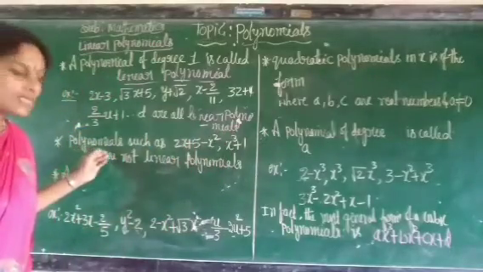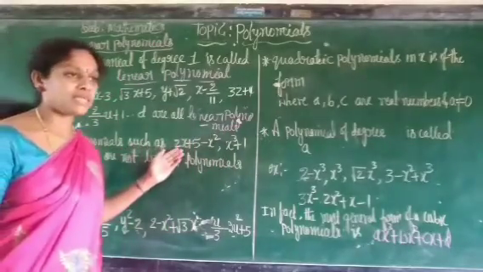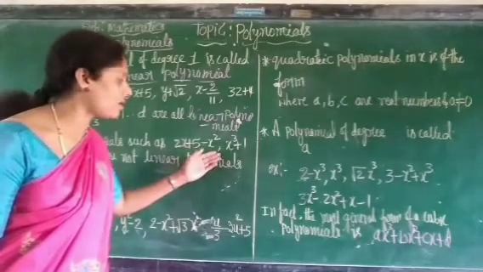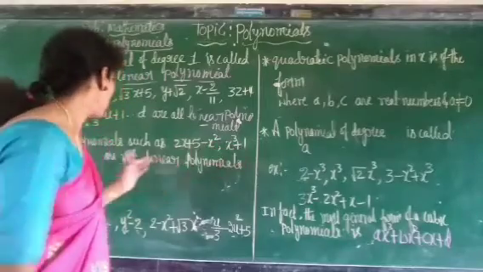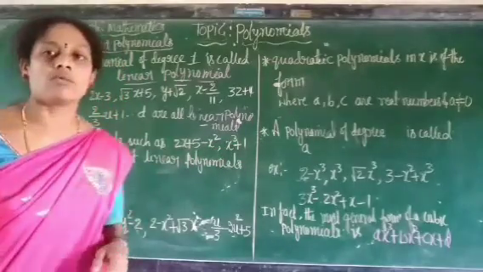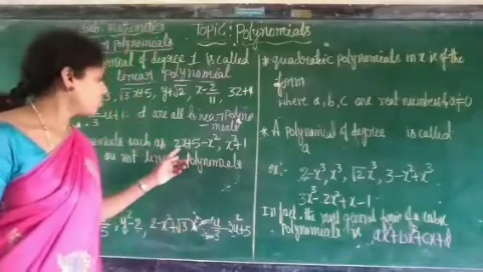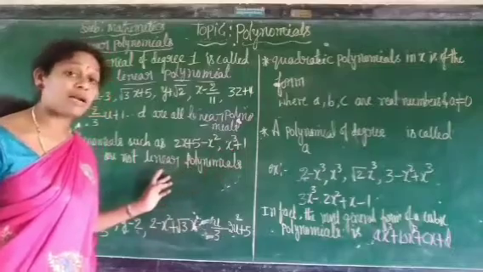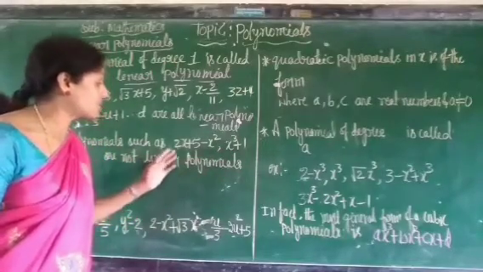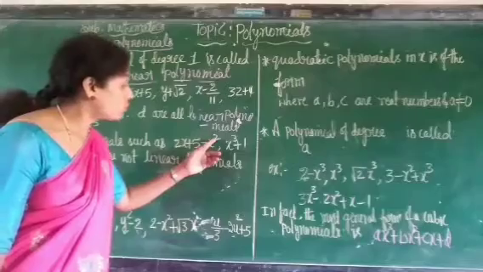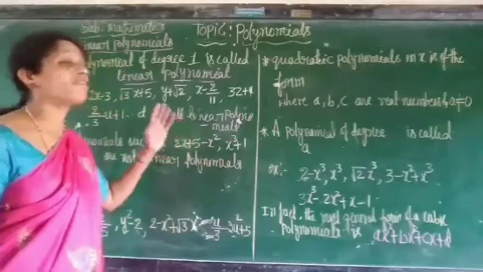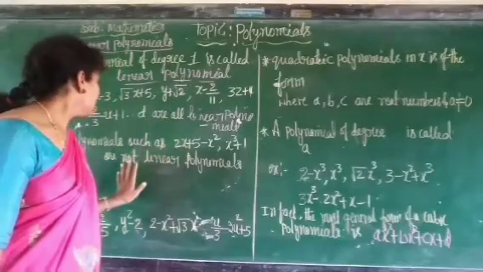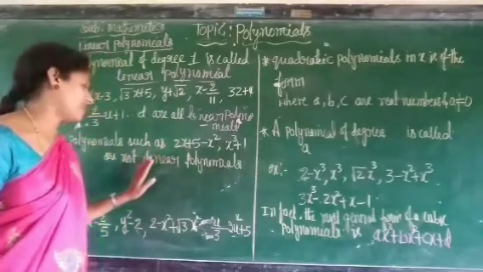Polynomials such as 2x plus 5 minus x square, x cube plus 1 are not linear polynomials. Why are 2x plus 5 minus x square and x cube plus 1 not linear polynomials? Because their degrees are 2 and 3, but in case of linear polynomials the degree is 1. That's all. These are not linear polynomials.